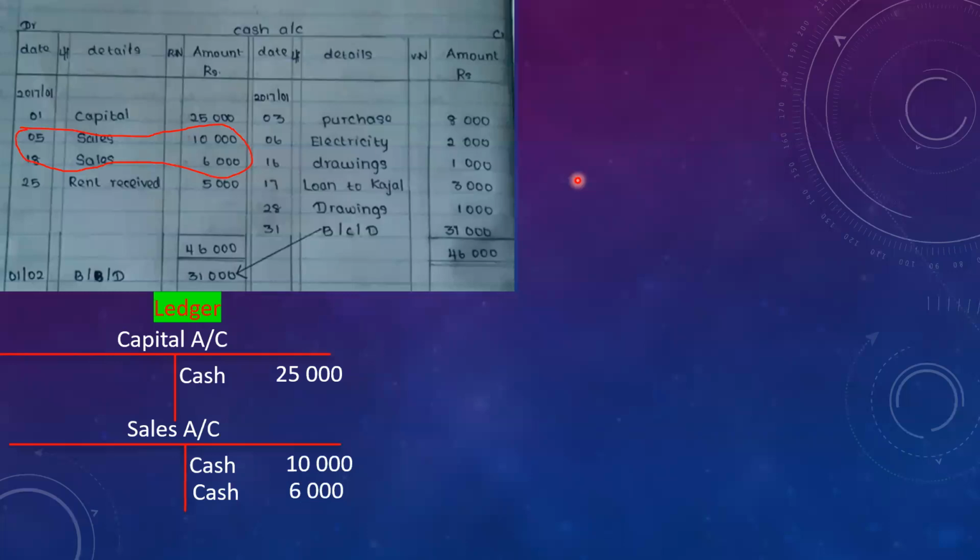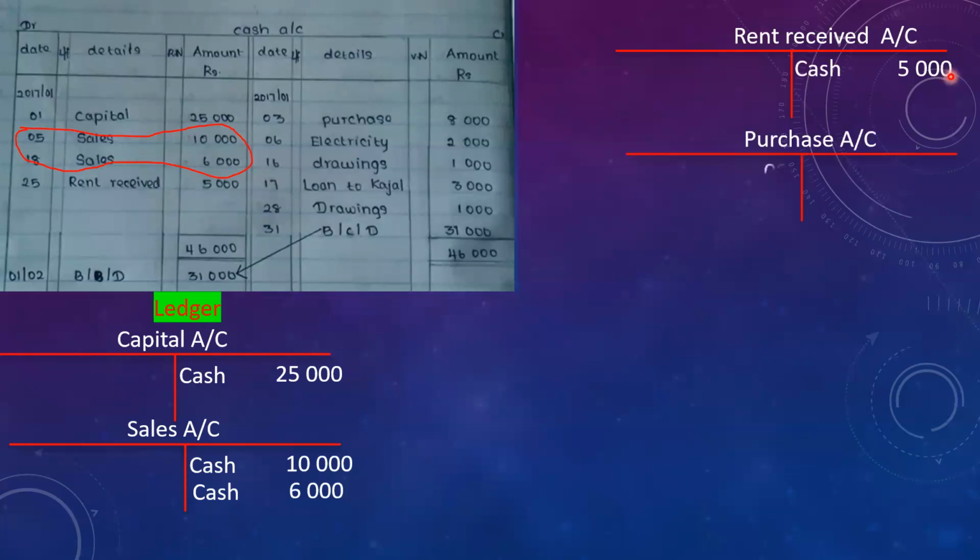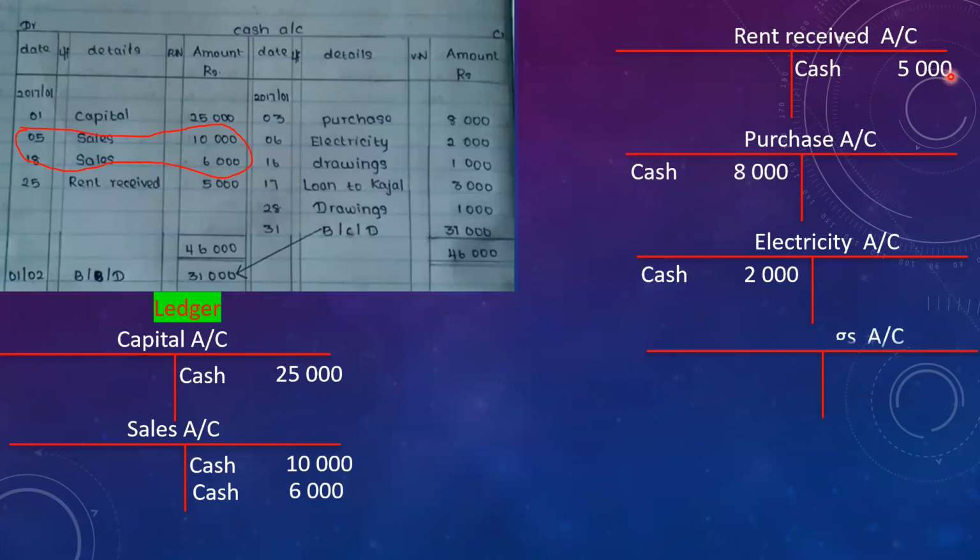Okay. Purchase account debit 8,000 cash. Sorry, before that there's a rent receipt. No, I'm sorry. Rent receipt 5,000 in debit, that goes to credit side 5,000 cash. Purchase debit 8,000 cash. Electricity debit 2,000 cash. Drawings debit 1,000 cash. Loan to Kajal, or else we can say Kajal loan. Both same, no issue. Kajal loan account.